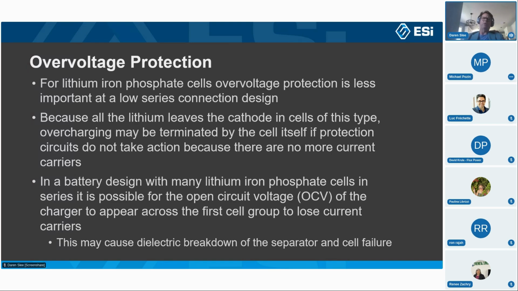And then when a lithium iron phosphate battery runs out of ions in one of the cells, because it's a race condition, then you get the open circuit voltage of the power supply right across the separator within the cell. And that can cause dielectric breakdown. And then lithium iron phosphate batteries are just as volatile as any other type of lithium ion battery.